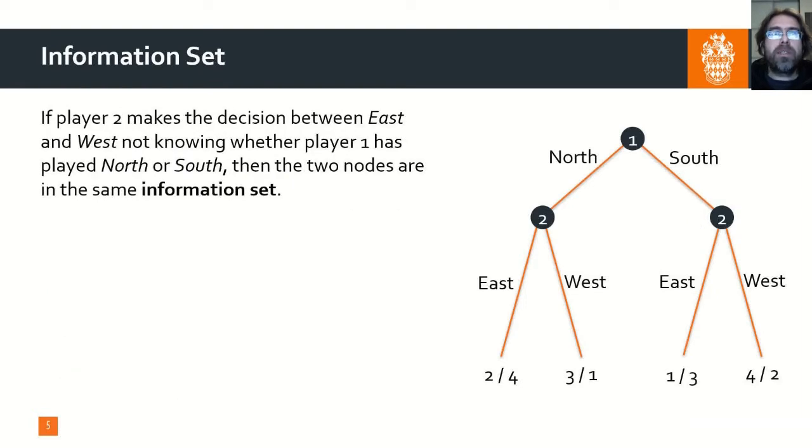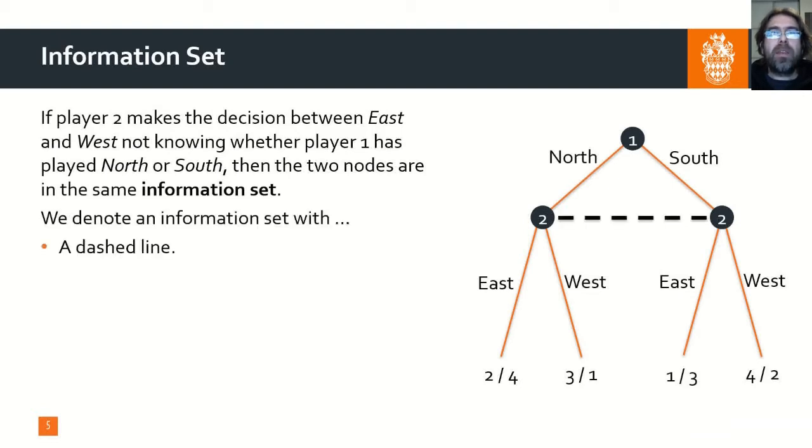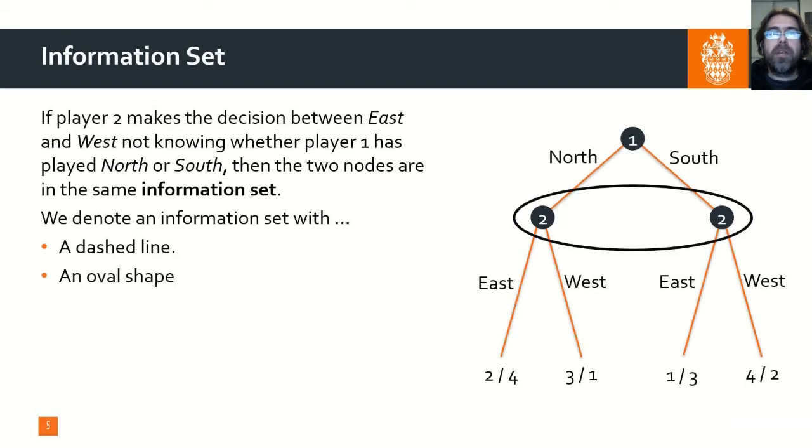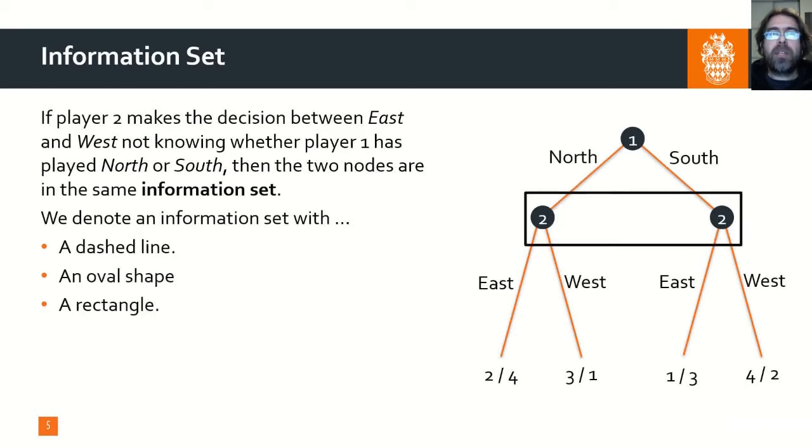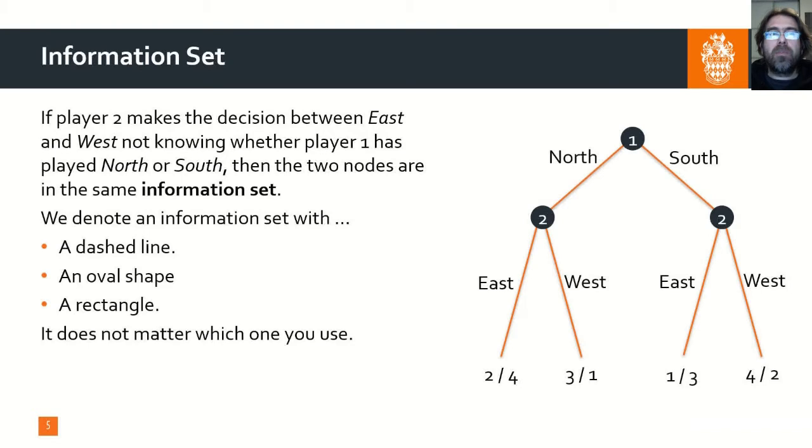If player 2 makes the decision between east and west not knowing whether player 1 has played north or south, then the two nodes are in the same information set. We denote an information set with either a dashed line, an oval shape, or a rectangle. It does not matter which one you use. I personally prefer the dashed line.